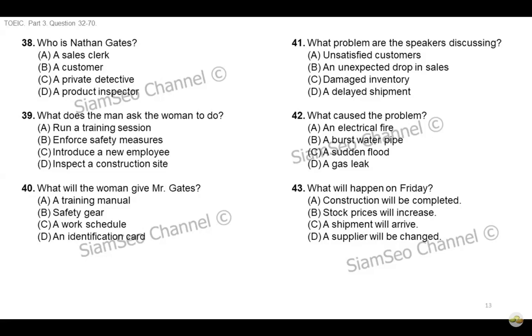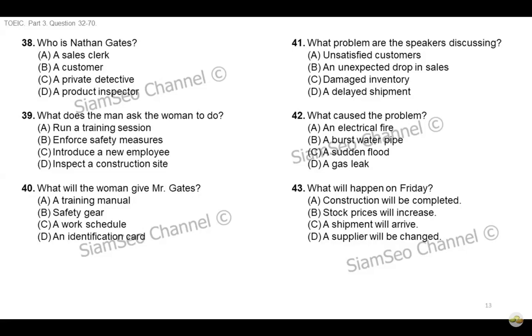Number 38. Who is Nathan Gates? Number 39. What does the man ask the woman to do? Number 40. What will the woman give Mr. Gates? Questions 41 through 43 refer to the following conversation.